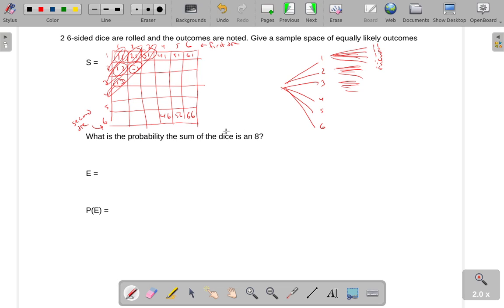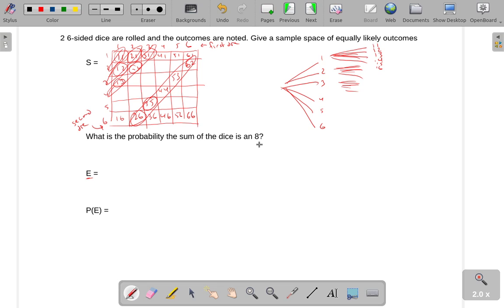So if I was to look for where I have a sum of 8, well, let's see, 6, 1 is here, oh, no, that's not 6, 1, that's 1, 6. 1, 6, 2, 6. So I have a sum of 8 right here. And based on how this is set up, I know that 3, 5 is going to be right here. That's going to have a sum of 8, 4, 4, 5, 3, and 6, 2. So those 5 different outcomes have a sum of 8. So if I was to define what E was here.